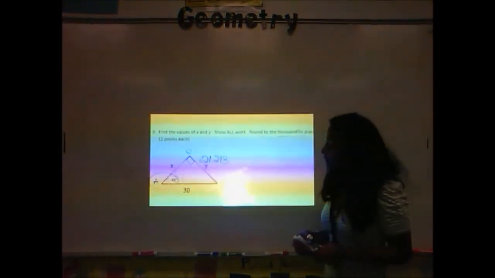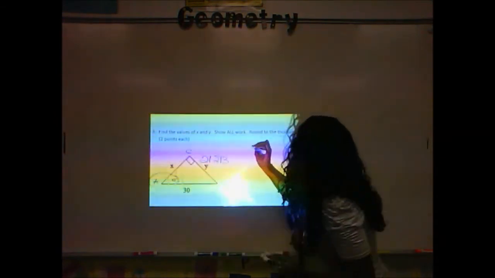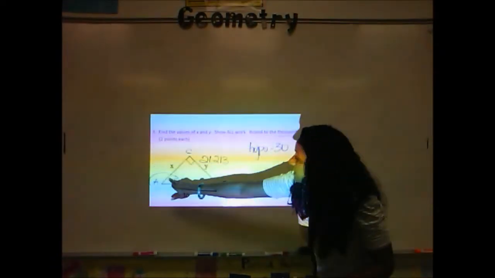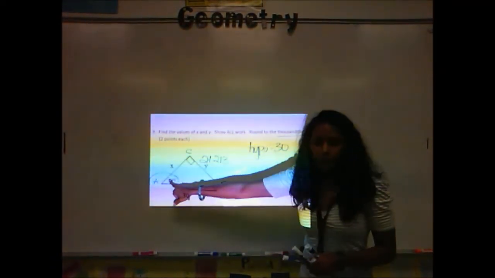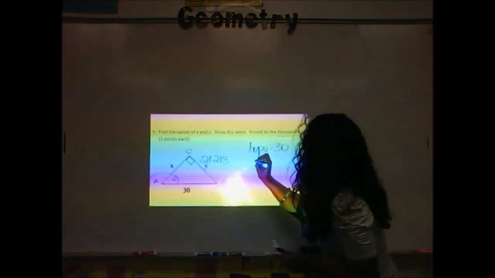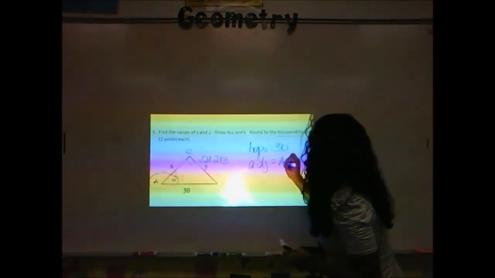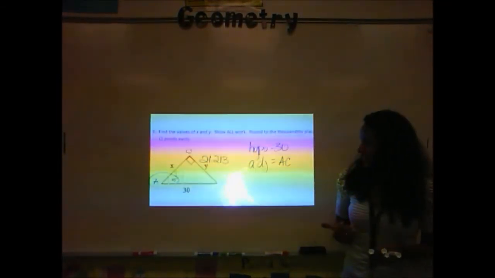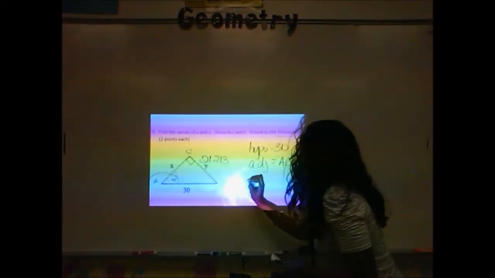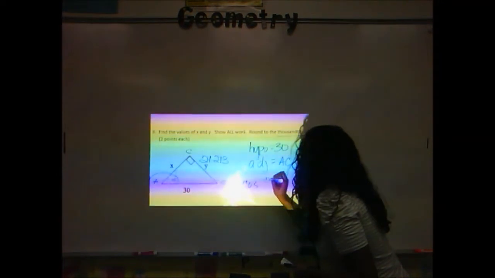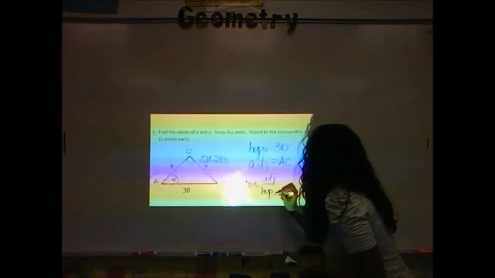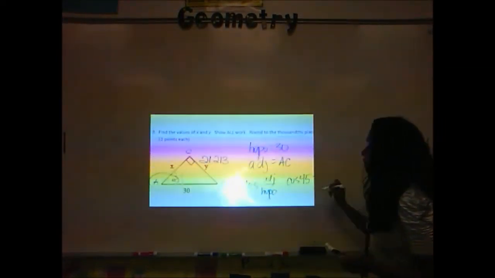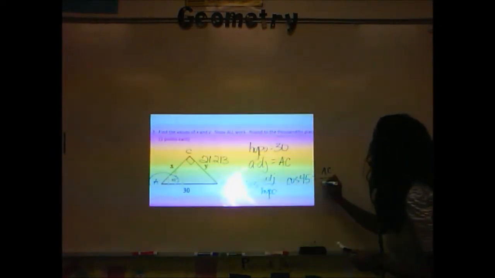Now we have to find x. We have the hypotenuse, which is 30, and we're looking for x. How are x and angle A related? Are they opposite from each other or adjacent? Adjacent. So we're looking for the adjacent side now, which is side AC. Sine, cosine, or tangent? Cosine, because cosine is adjacent over hypotenuse. So the cosine of 45 is equal to the adjacent AC over the hypotenuse, which is 30.